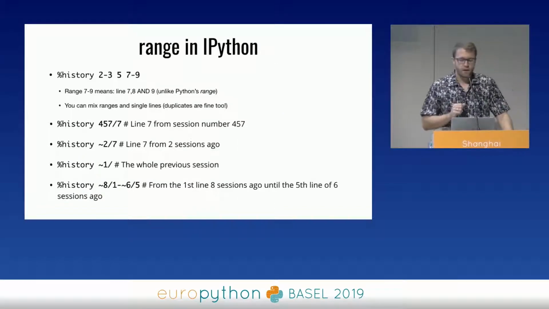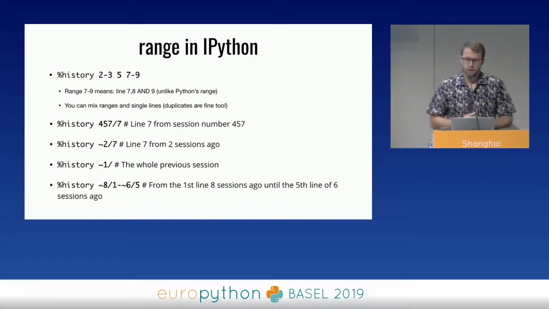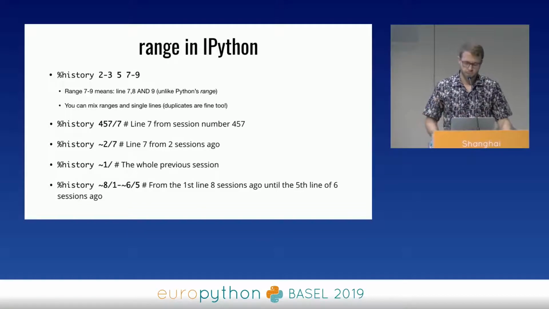There are a few ways you can specify a range of lines in IPython. A simple one is to use a dash between 2 numbers. You can also mix ranges and single lines. So in the first example, I'm selecting lines 2, 3, 5, 7, 8, and 9. It's also fine if the ranges are overlapping or if they are duplicated.